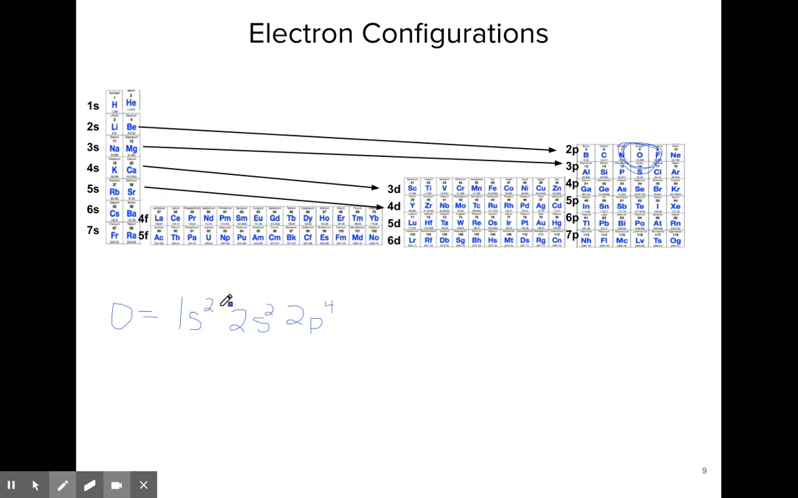One other thing to point out is these superscripts. I'm going to switch colors here. So the superscripts, when you add those superscripts up, the sum of that should equal your atomic number. So oxygen has an atomic number of 8. 2 plus 2 is 4. 4 plus 4 is 8. So then you know that your electron configuration is correct.